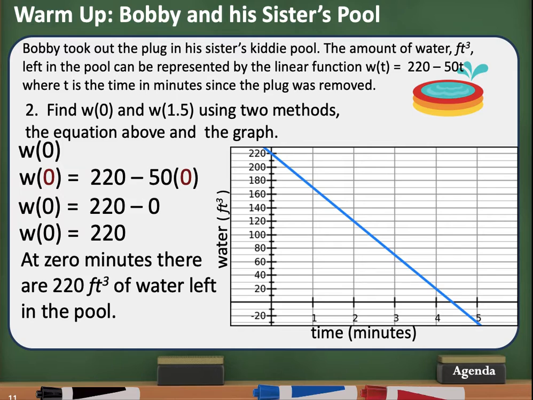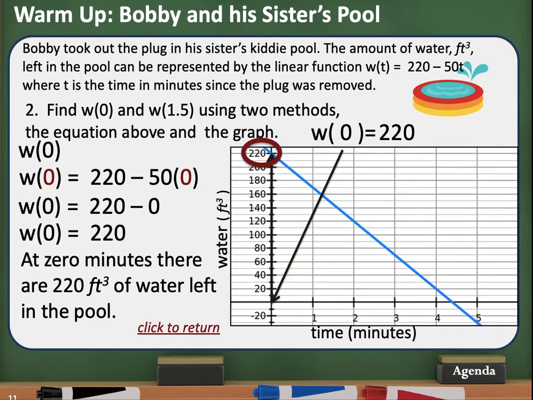And how could you find that using the graph, right? Hopefully you had a thought. W of 0 says when the time is 0, and it's down there on the x-axis. And a lot of people have to remember to go up on the y-axis, and there you go. 220. So that's a way to use the graph and the function to get the answer.